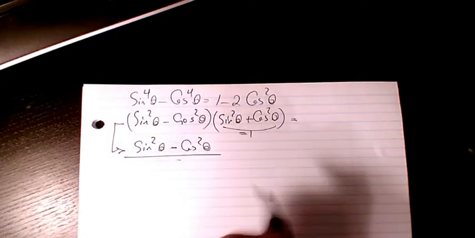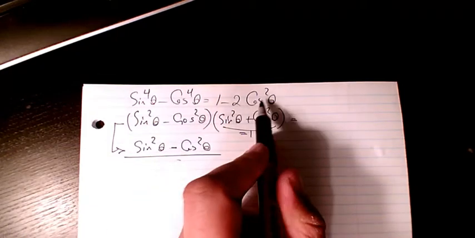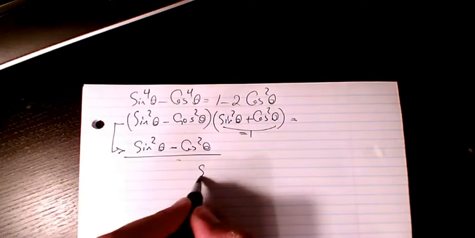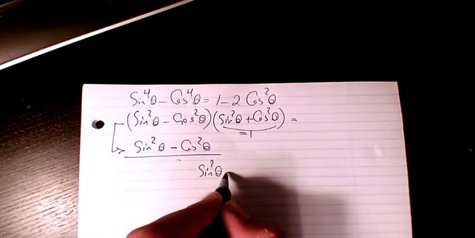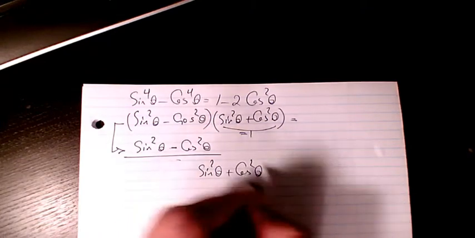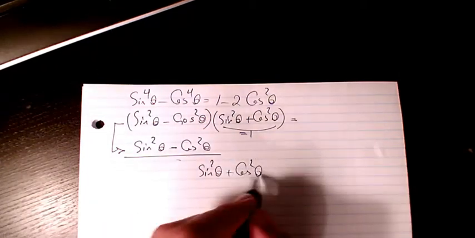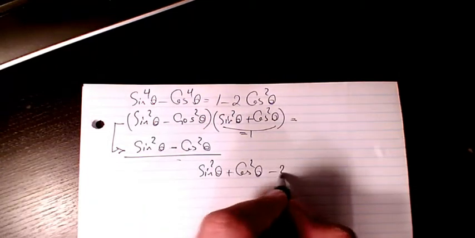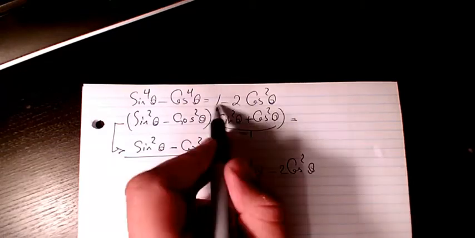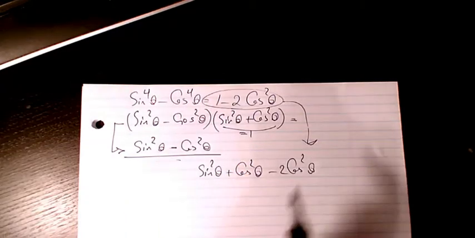And on the right hand side, I have 1 minus 2 times cosine squared. Instead of 1, I can write sine squared plus cosine squared. Whenever we see 1, it's usually better to convert it like that. Minus 2 cosine squared theta. I just rearrange it in this one.